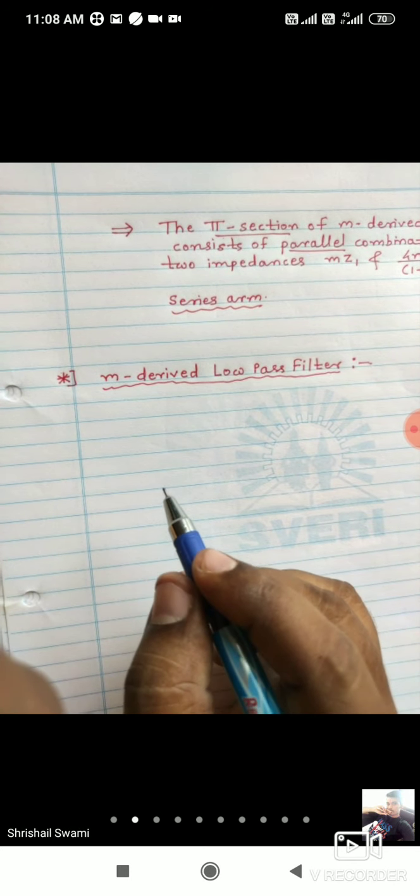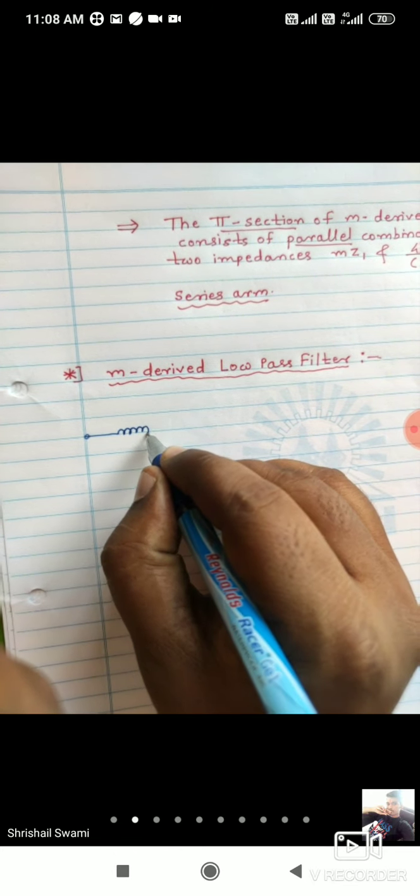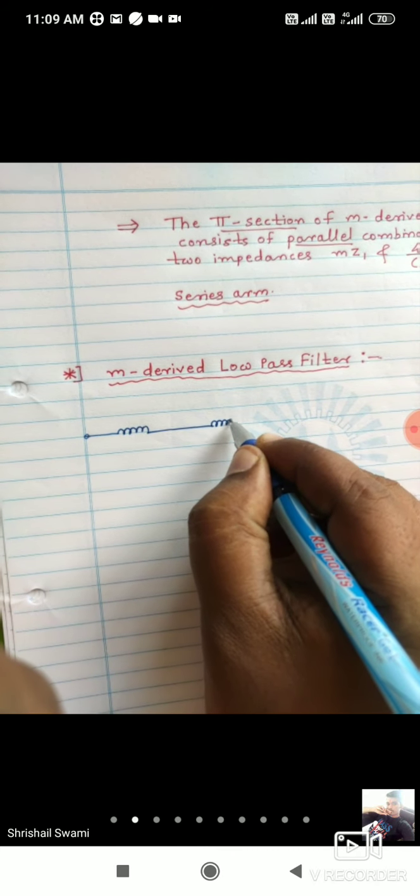First of all, I will draw the diagram so that you can understand easily what will be the modification. So, m derived low pass filter T section I will draw. A low pass filter consists of an inductor in series and a capacitor in parallel, that we already know, compared with constant K type. So the inductor you can keep in the series arm as it is in the T section.